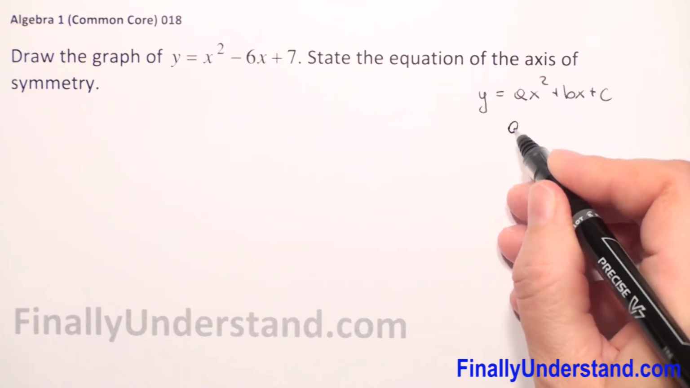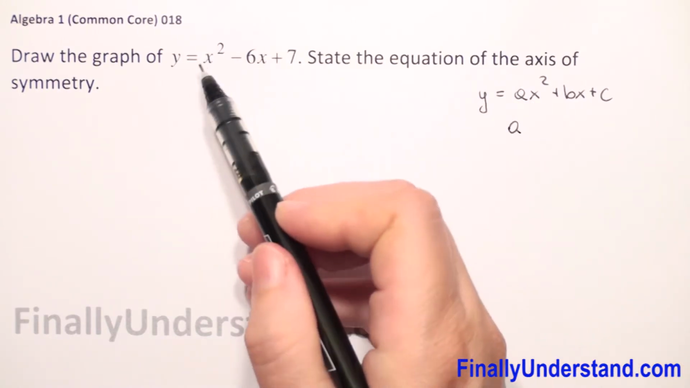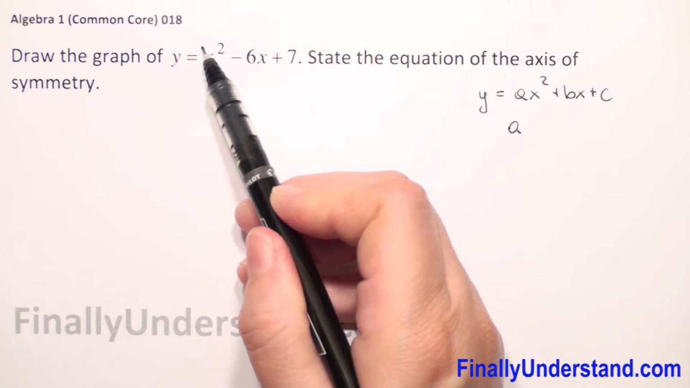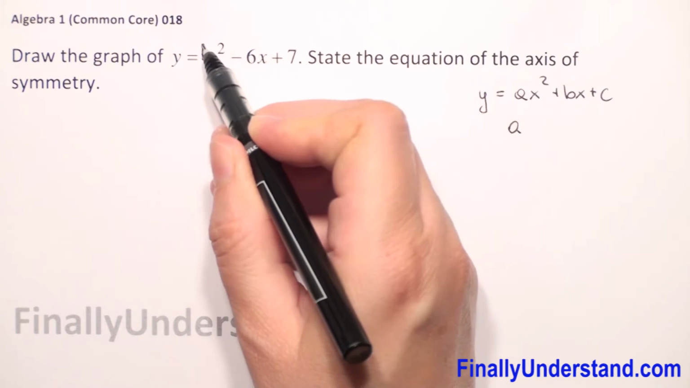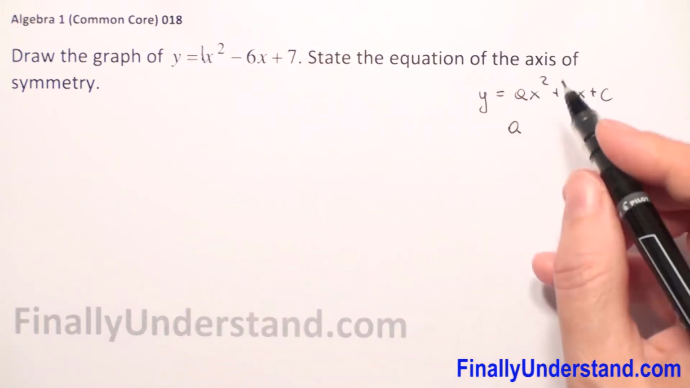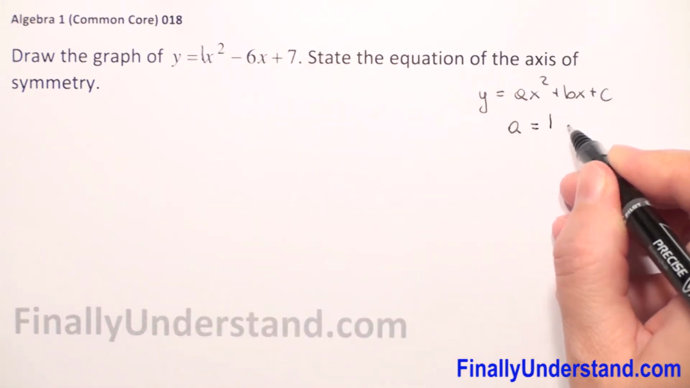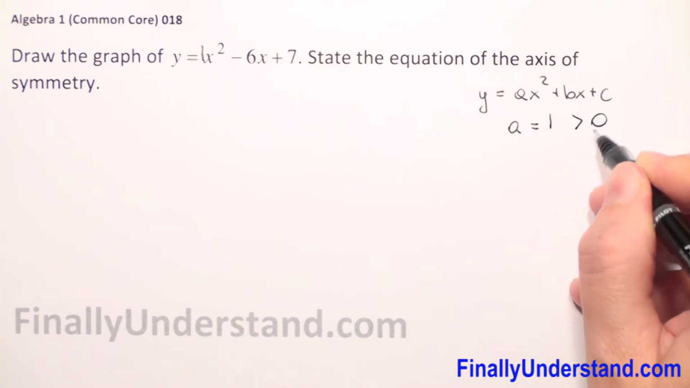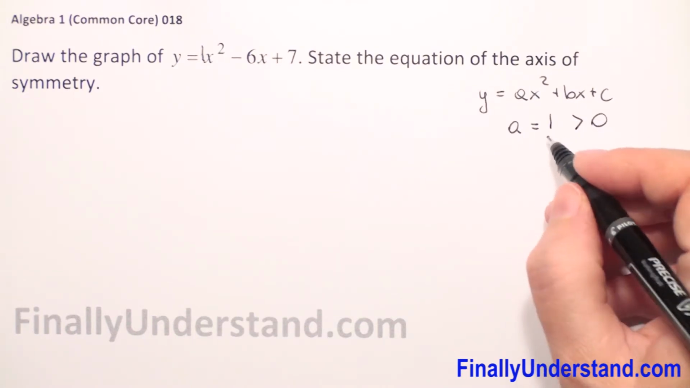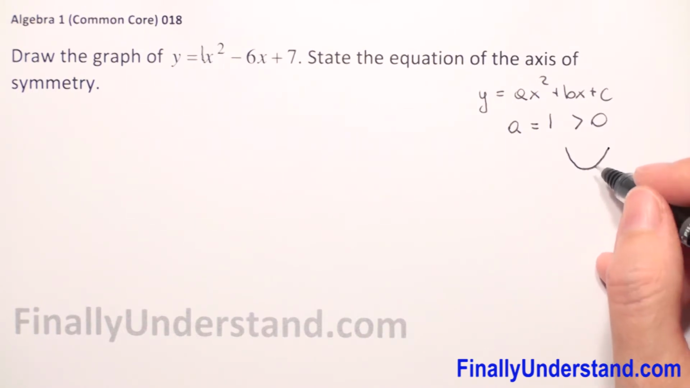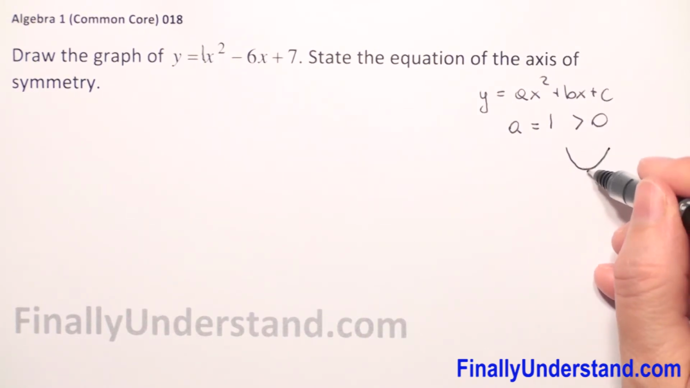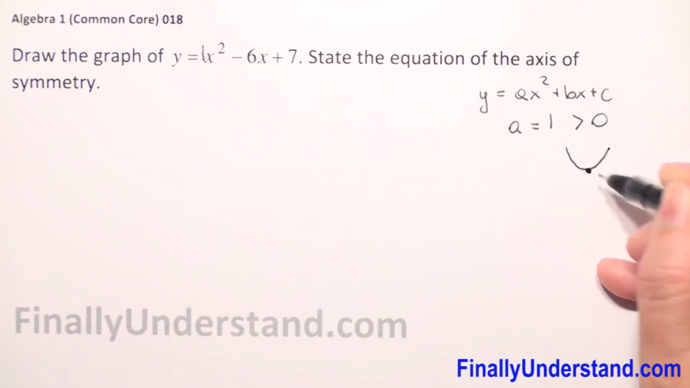If a is positive, the parabola opens up. In our case, the coefficient before x squared is invisible, so it's always 1. If we don't have any number, it's always 1. So a is equal to 1. It is greater than 0, a positive number, so the parabola will open up. To draw this parabola, we also need the vertex.